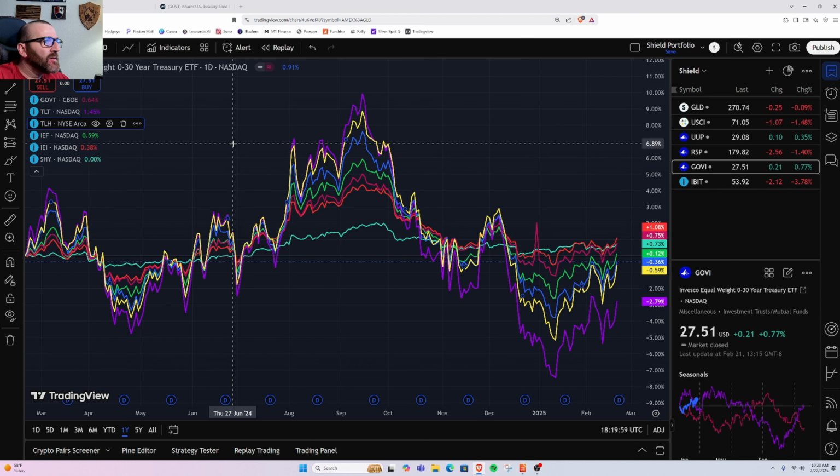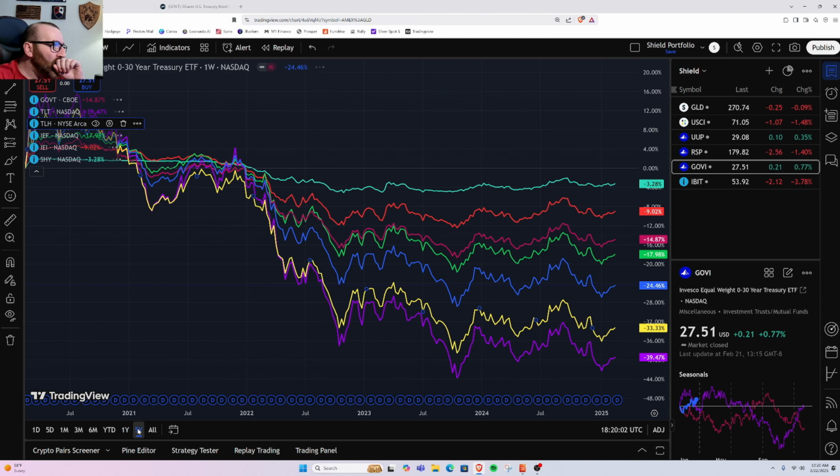Purple, red. Good enough. Okay, so if you look at it on a 5-year chart, you see this tealish color line. This is the 1 to 3 year. This is the shortest term, so it has the lowest volatility. Look how much these drop the longer the maturities get.